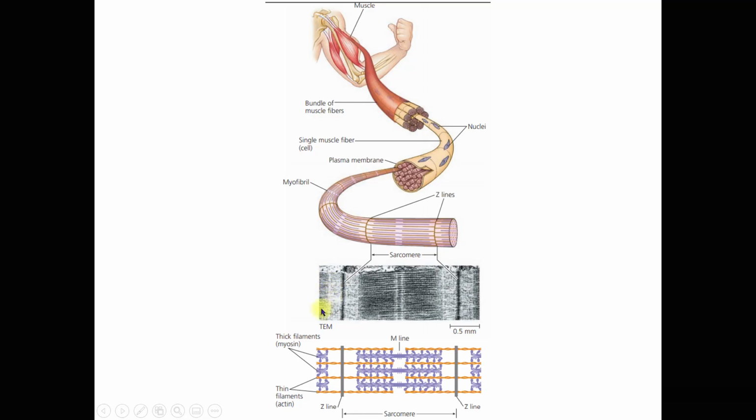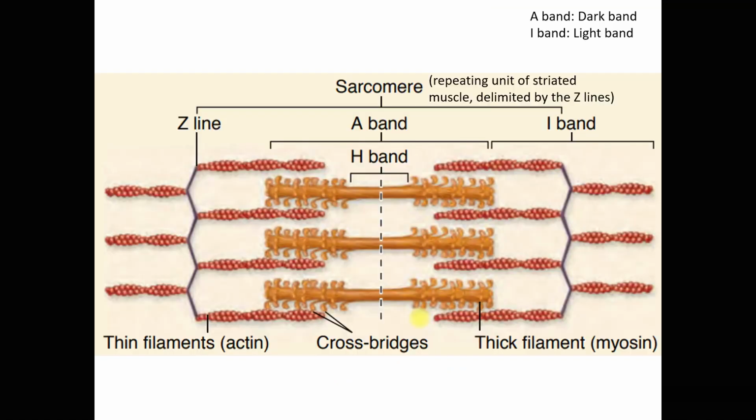Okay, this light band, these are the thin filaments, also known as the actin. And these darker bands, they are the thick filaments or myosin. Sorry, these darker bands here, they are the overlapping of the thin and thick filaments.